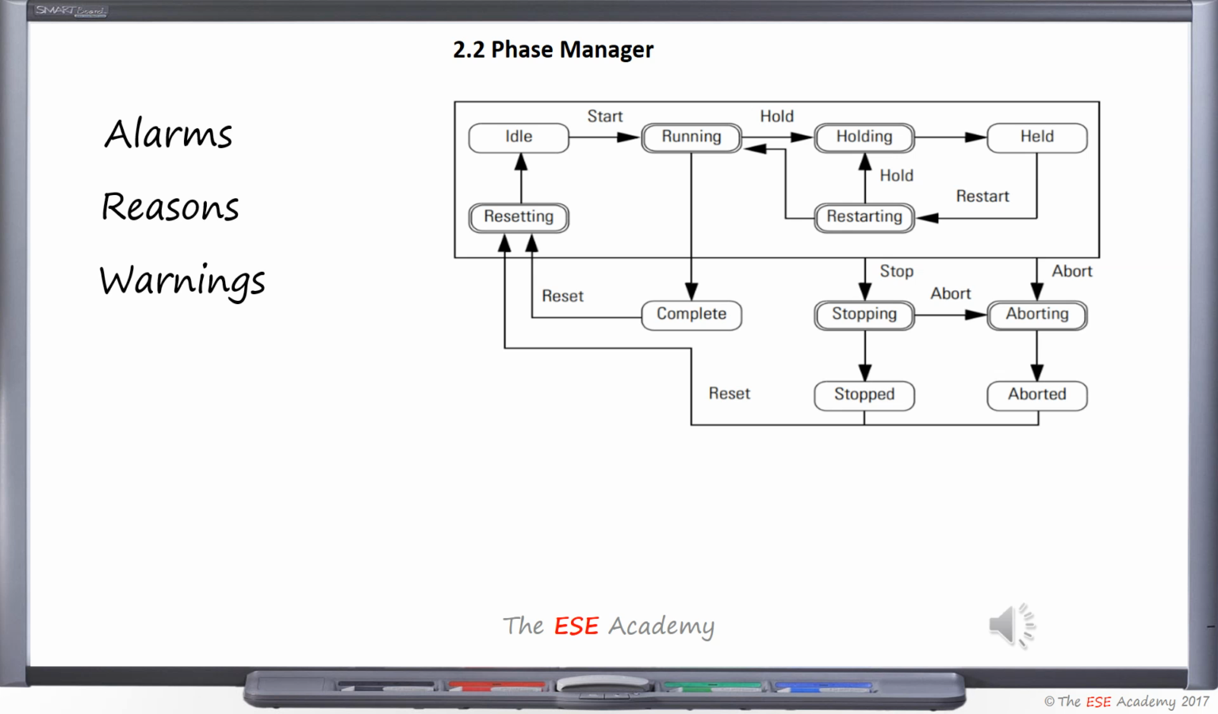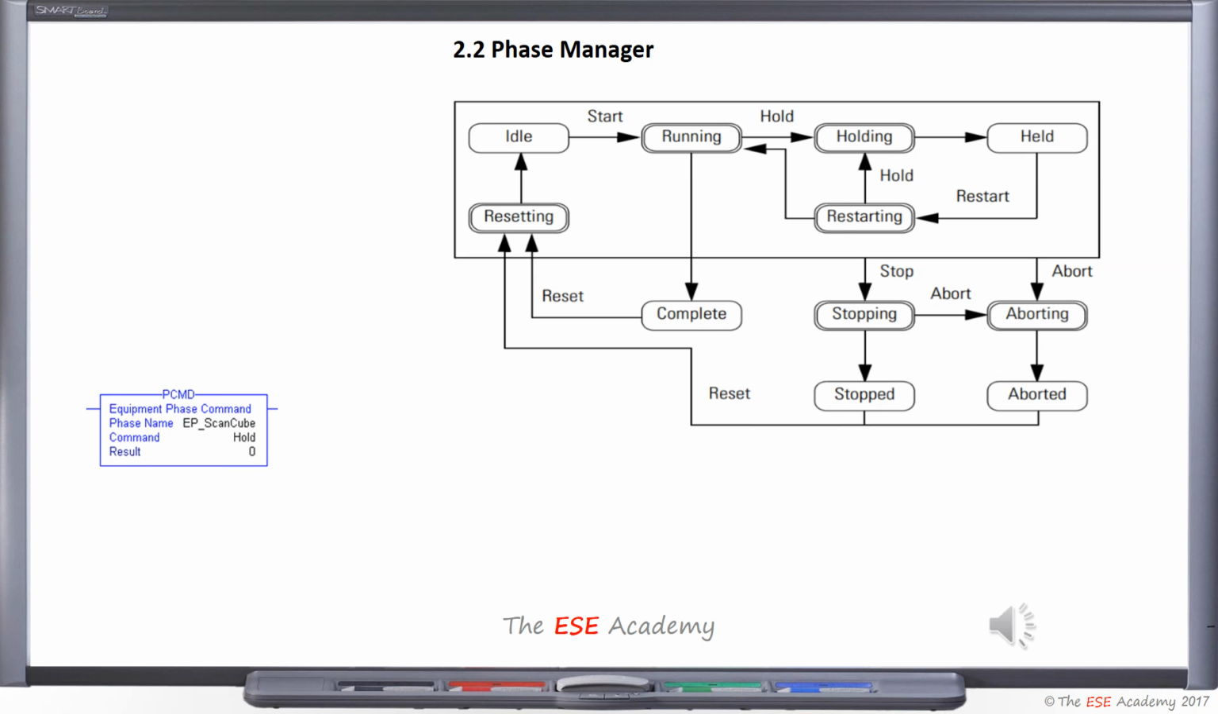Phase Manager supports equipment phase commands. It can be used to issue commands to the phase manager by ladder logic in the experiment PLC program.